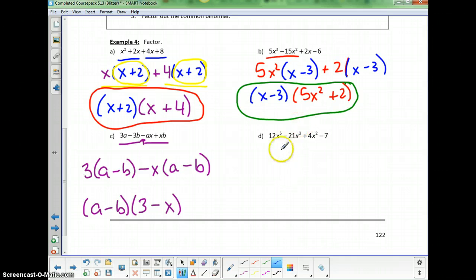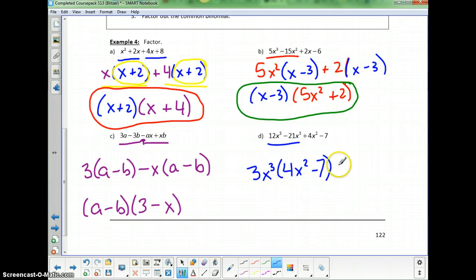And the last example. The first two terms have 3 and x to the third in common. If I take that out, 12 divided by 3 is 4. X to the fifth divided by x to the third is x squared. Minus 21 divided by 3 is 7. X to the third divided by x to the third, all the x's have already been removed.